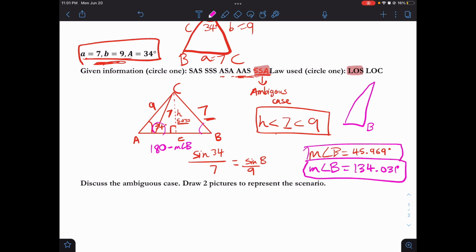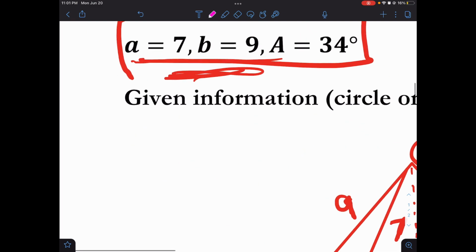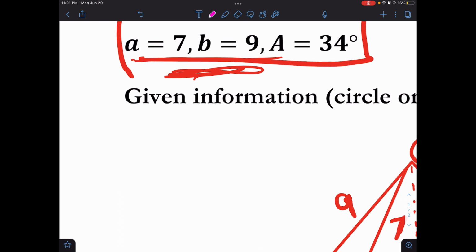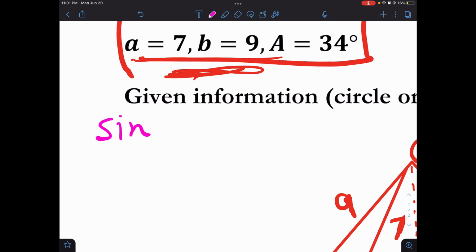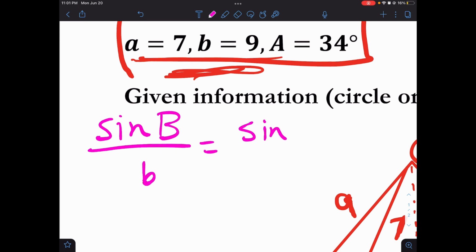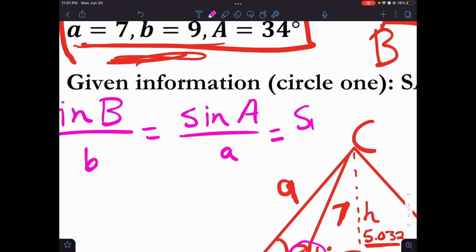But we can still go and use the law of sines to find it. Oh, and the law of sines, I forgot to tell you this, but it's just a proportion which says the sine of angle B over side length B is equal to sine of angle A over side length A, and sine of angle C over side length C. That's what the law of sines says.